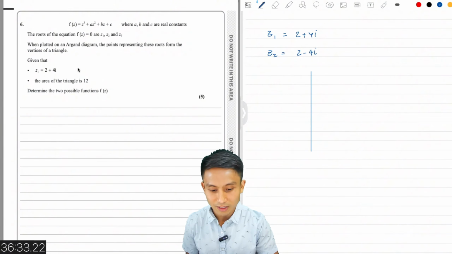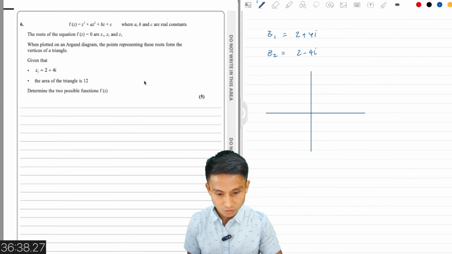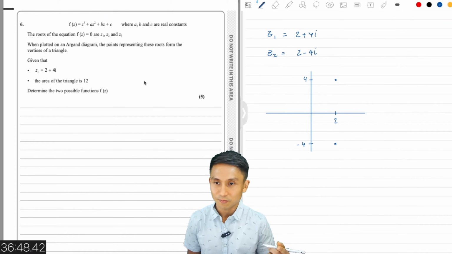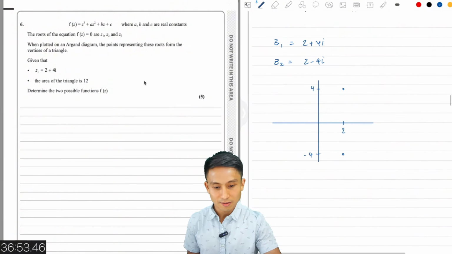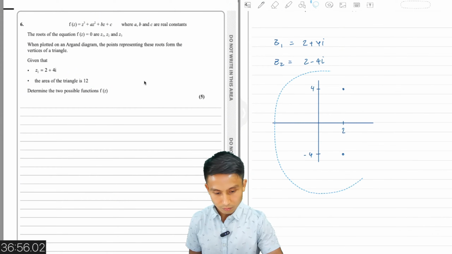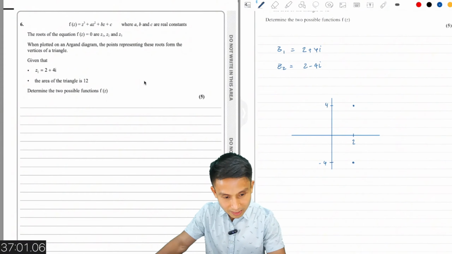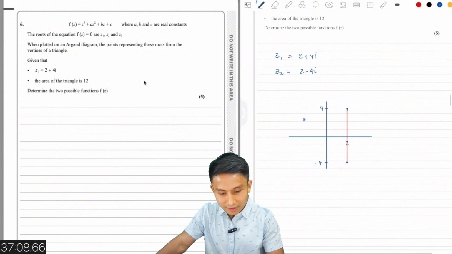So if we plot the Argand diagram as they say, we already have 2 here, let's say, and 4 and minus 4 here. And then we have 1 point here, 1 point here. So these are the 2 vertices that we know for the triangle. Now, how to make this 12? Well, if we make this the base of the triangle, I'm just going to make this the base. And let's say one case is like that, a triangle.